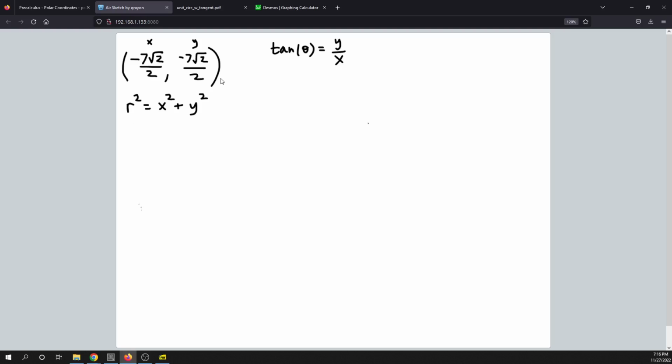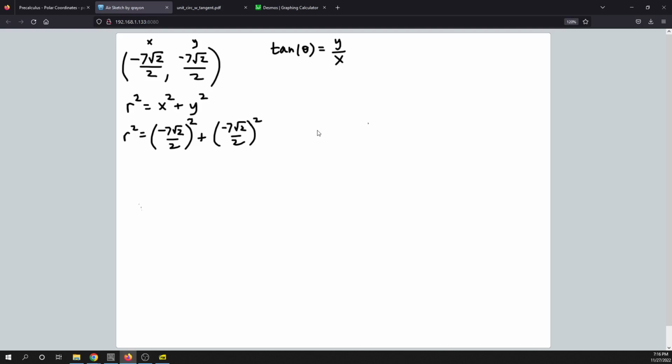All right, if those don't look familiar to you, or you're not sure where those came from, then you need to watch the previous video where I talk about the origin of these formulas and the reason for using those. Okay, so next up, we're going to go ahead and calculate r. So we would know that r squared equals minus 7 square root 2 over 2 squared plus minus 7 square root 2 over 2 squared, like so.